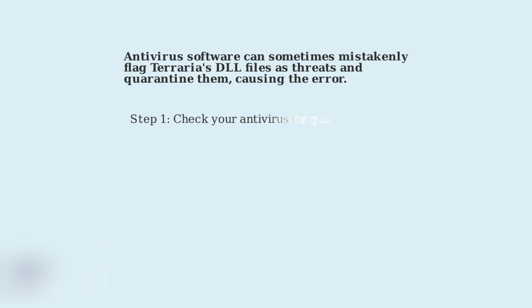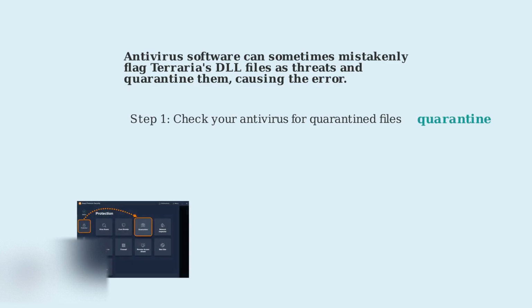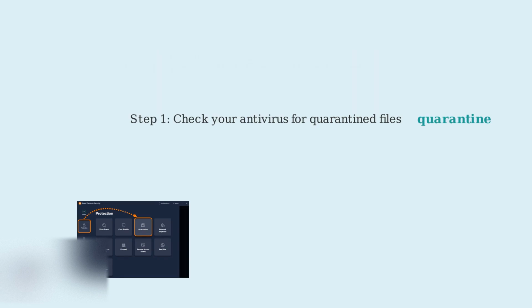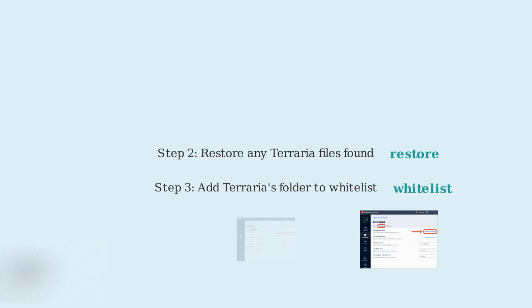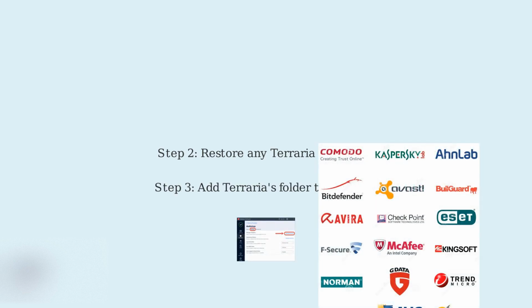Antivirus software can sometimes mistakenly flag Terraria's DLL files as threats and quarantine them, causing the system.BadImageFormatException error. First, check your antivirus software for any quarantined Terraria files. Popular antivirus programs include Avast, Bitdefender, and others. If you find Terraria files in quarantine, restore them to their original location. Finally, add Terraria's installation folder to your antivirus's whitelist or exclusions list to prevent future interference.